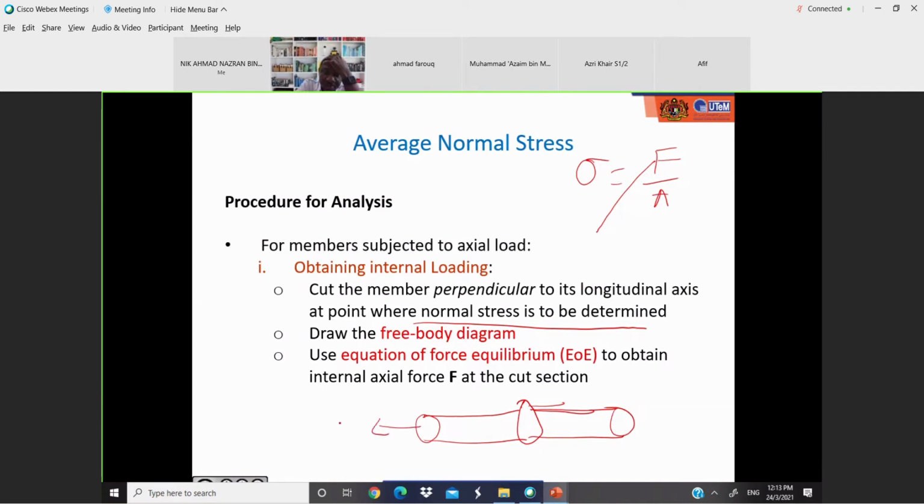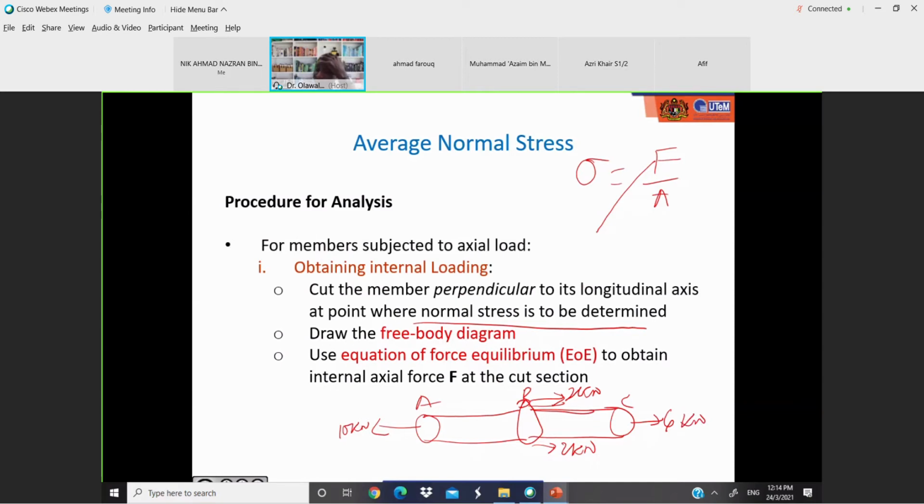Here I have 10 kN. This is A, this is B, and this is C. And here I have just 2 kN, and I have another 2 kN here. Then here I'm going to have 6 kN.